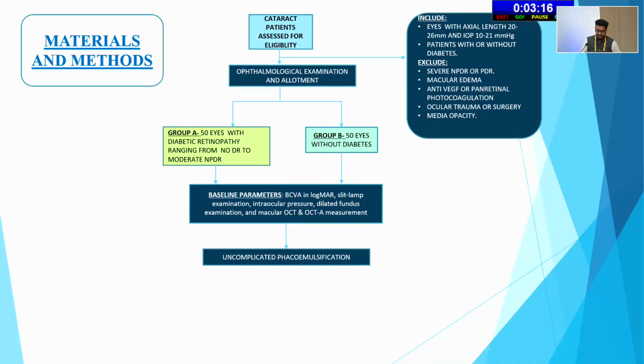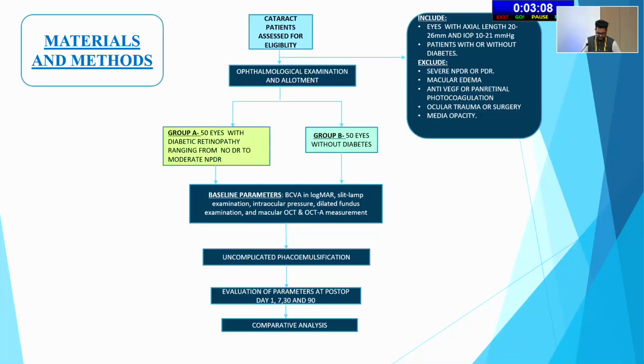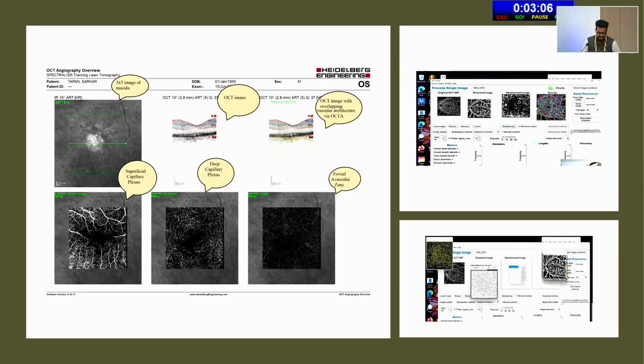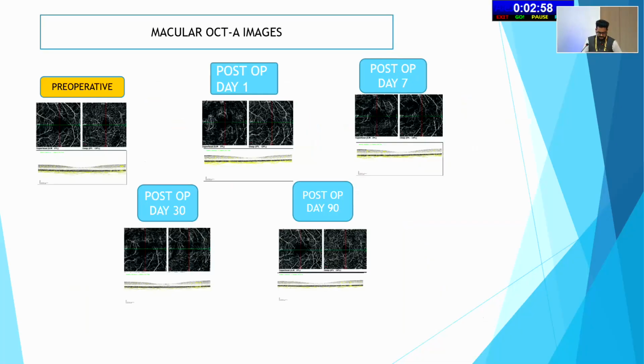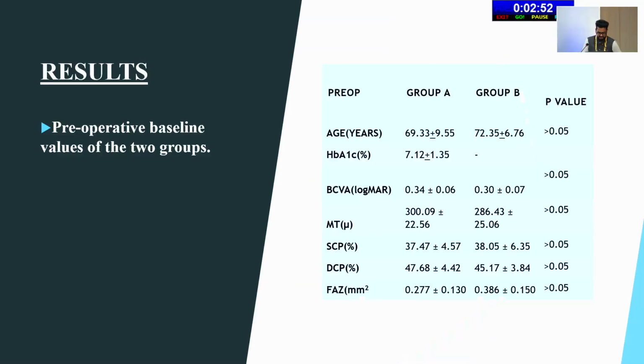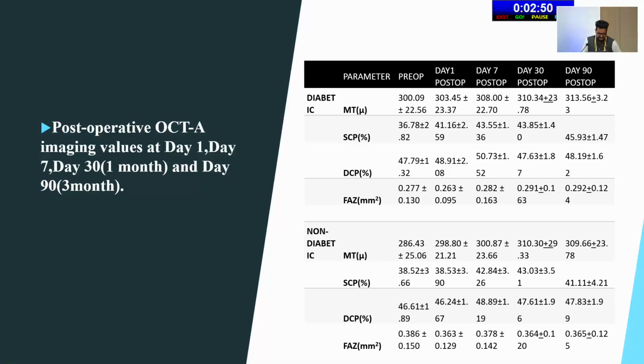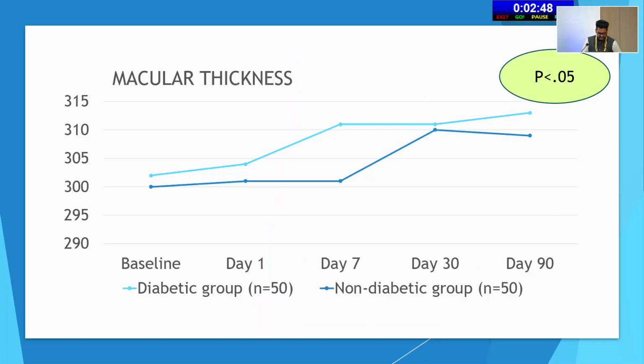An uncomplicated phacoemulsification surgery was performed, and then these data were evaluated on day 1, day 7, day 30, and day 90. And then we did a comparative analysis. This is one of the examples of the OCTA images that we got, and then we compared it using a software called Octava. These again are the images on post-op day 1, 7, day 30, day 90. These were the results. We will be comparing the results in the following slides.